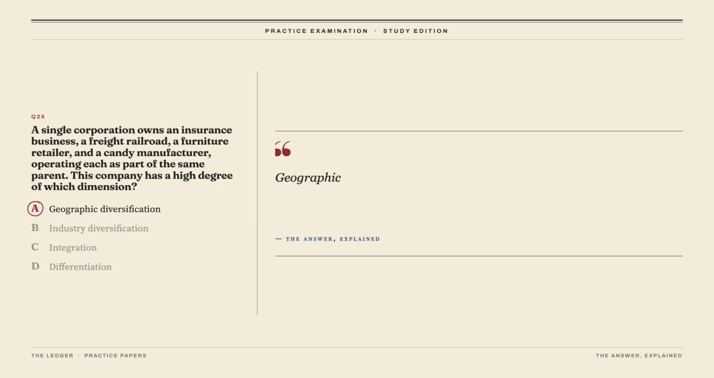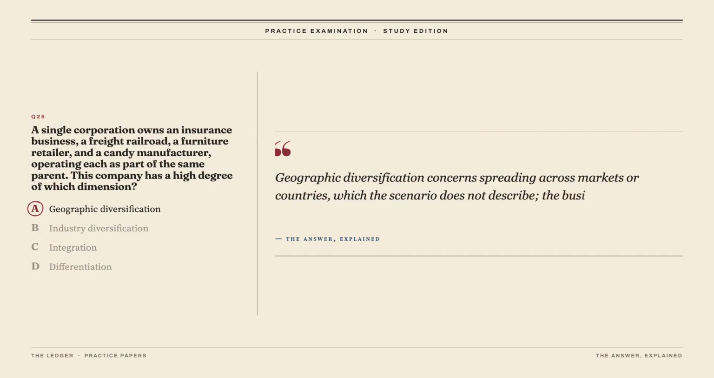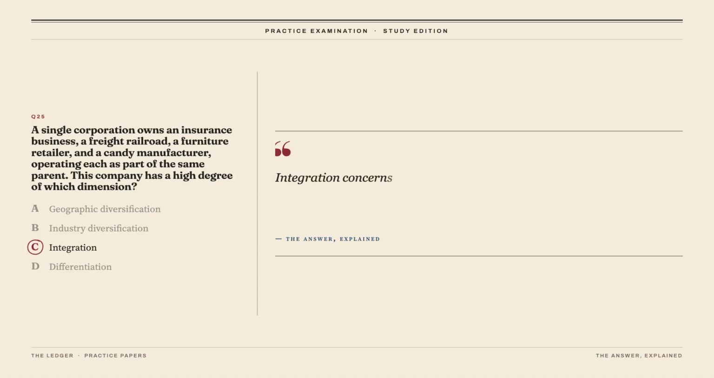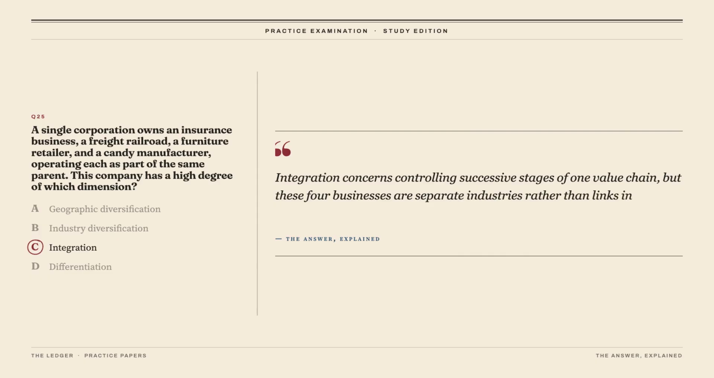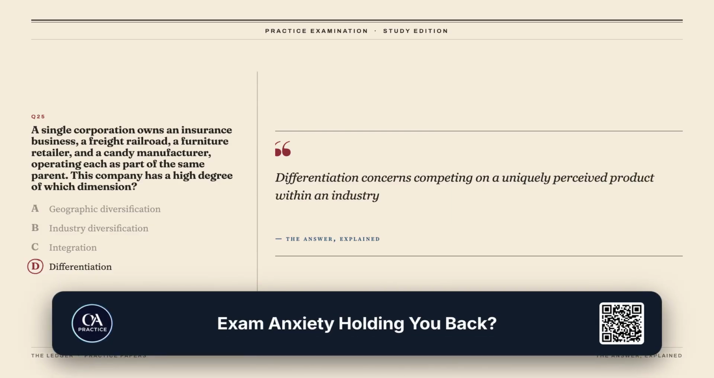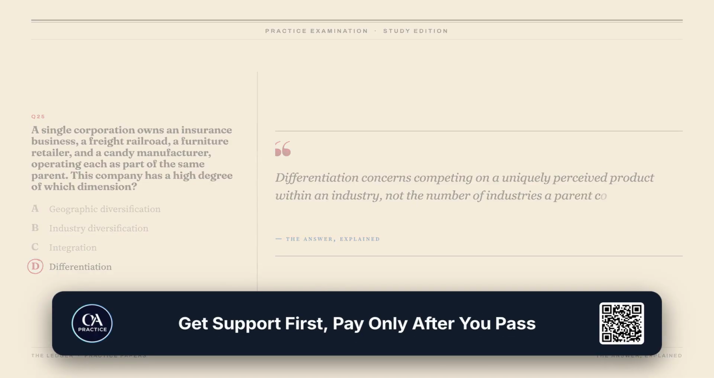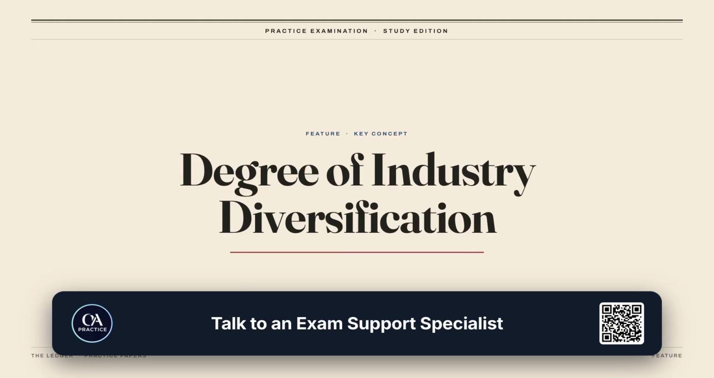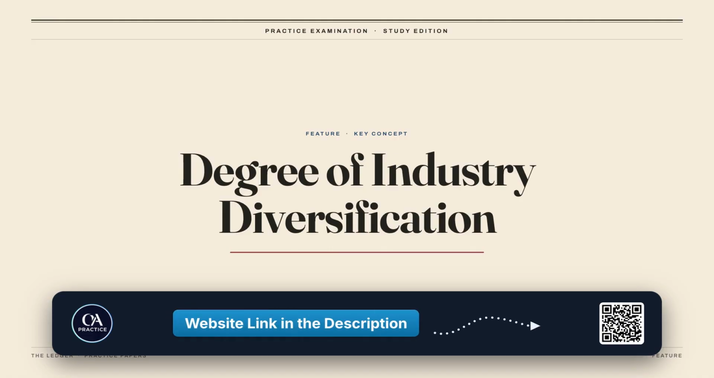A is wrong because geographic diversification concerns spreading across markets or countries, which the scenario does not describe. The businesses differ by industry, not by region. C is wrong because integration concerns controlling successive stages of one value chain, but these four businesses are separate industries rather than links in a single chain. D is wrong because differentiation concerns competing on a uniquely perceived product within an industry, not the number of industries a parent company spans.